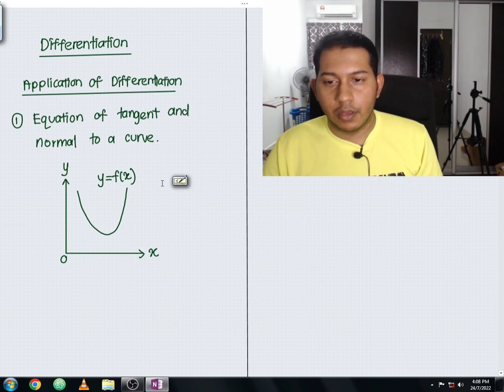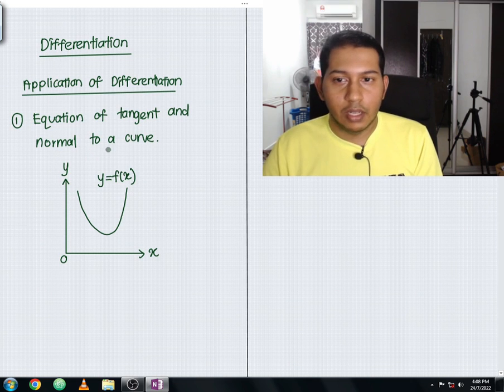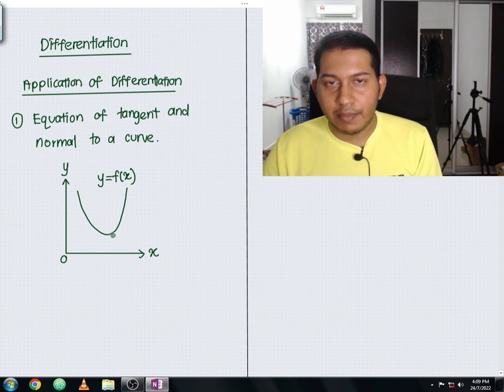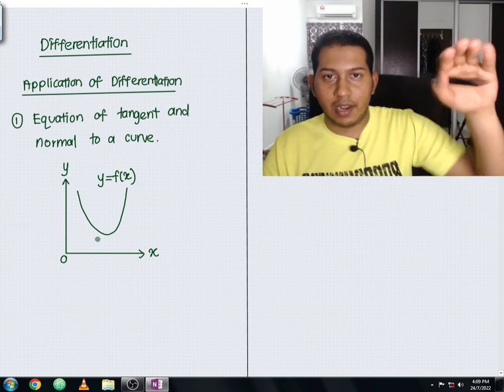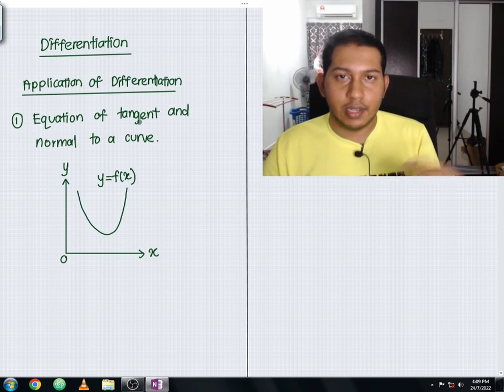Okay, and then since it's involving tangent and normal, tangent to the curve means it must touch only one point at the curve and it must be a straight line. That's how a tangent is.